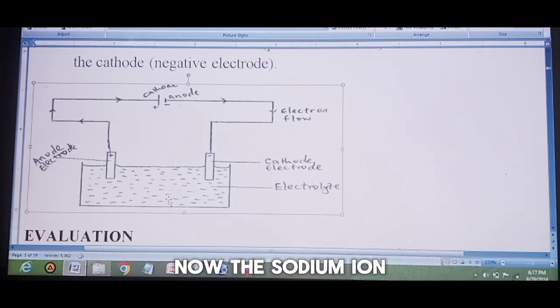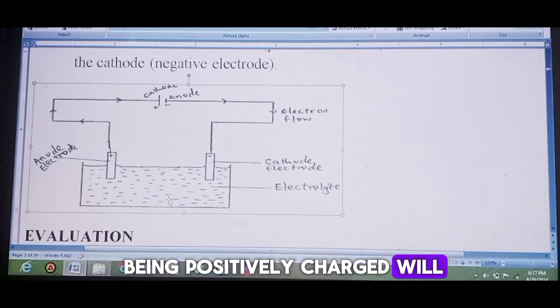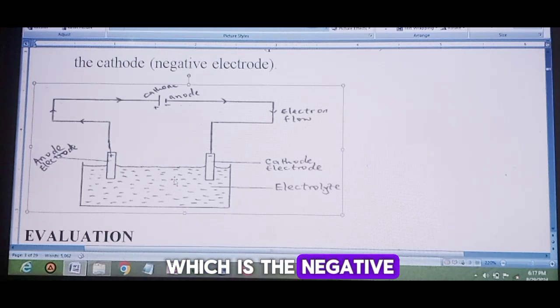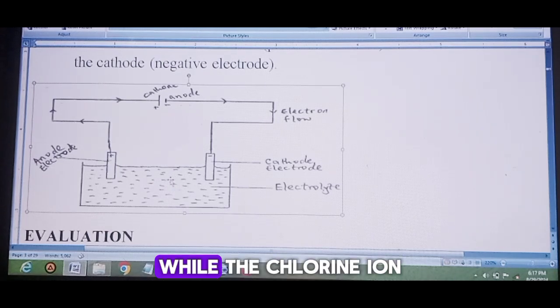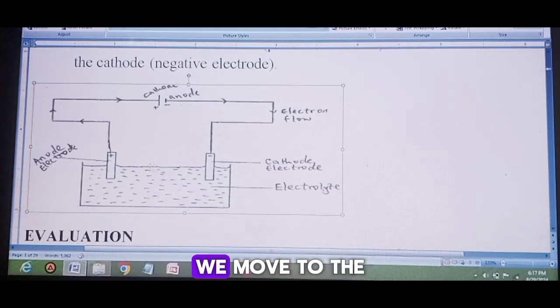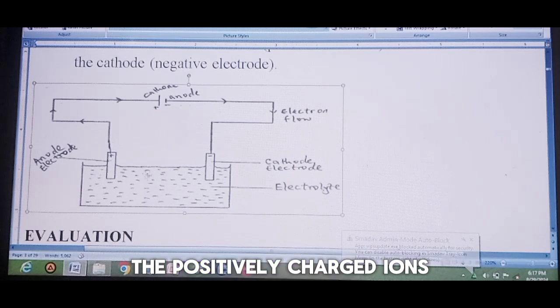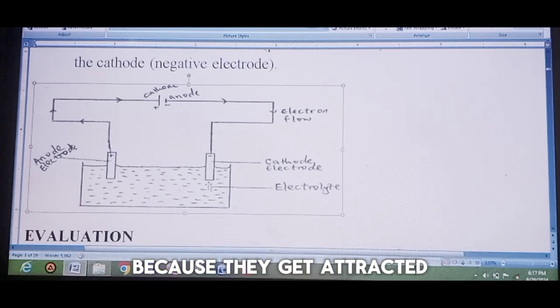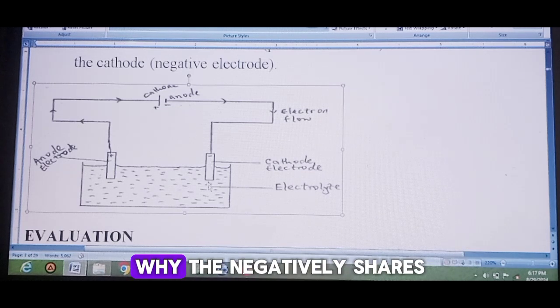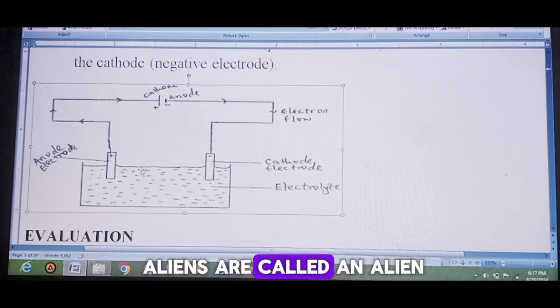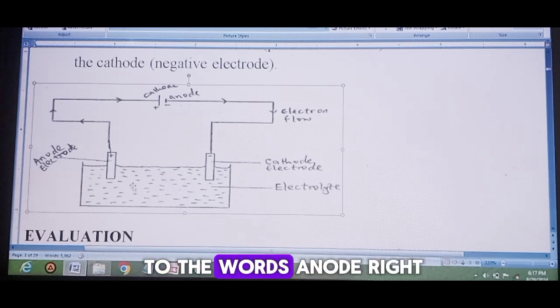Now, the sodium ion, being positively charged, will move to the cathode, which is the negative electrode, right? While the chloride ion, being negatively charged, will move to the anode, which is the positive electrode, and that is why they are called cations and anions. The positively charged ions are called cations because they get attracted to the cathode, while the negatively charged ions are called anions because they are attracted to the what? Anode, right? So that is what happens.